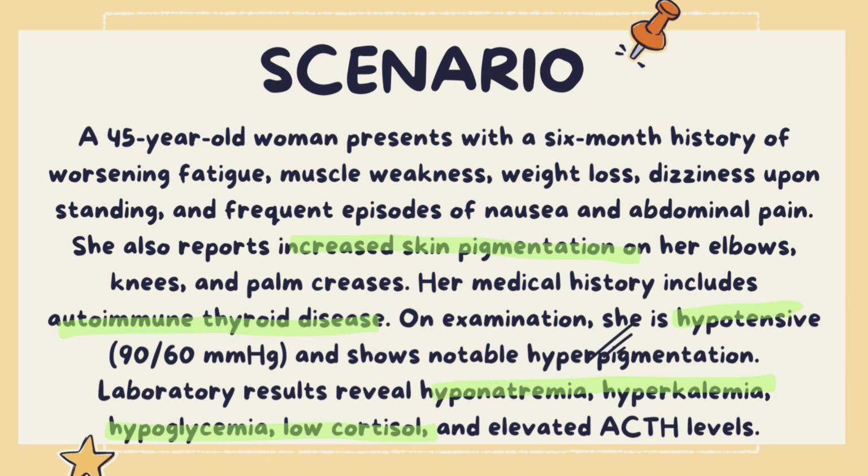Scenario. A 45-year-old woman presents with a 6-month history of worsening fatigue, muscle weakness, weight loss, dizziness upon standing, and frequent episodes of nausea and abdominal pain. She also reports increased skin pigmentation on her elbows, knees, and palm creases. Her medical history includes autoimmune thyroid disease. On examination, she is hypotensive, 90/60 mm of mercury, and shows notable hyperpigmentation. Laboratory results reveal hyponatremia, hyperkalemia, hypoglycemia, low cortisol, and elevated ACTH levels. The diagnosis is Addison disease, and the key points have been highlighted.